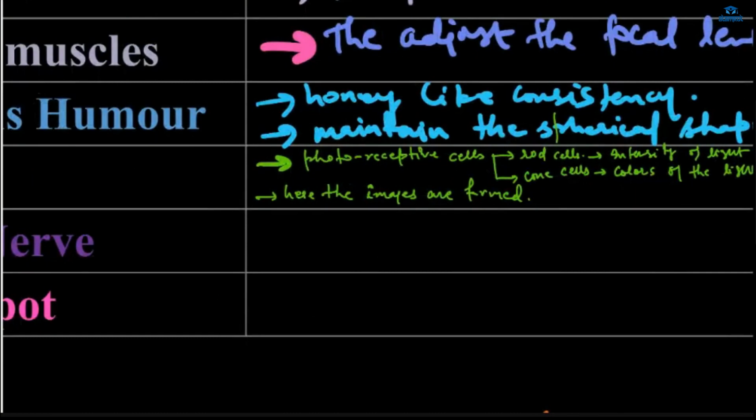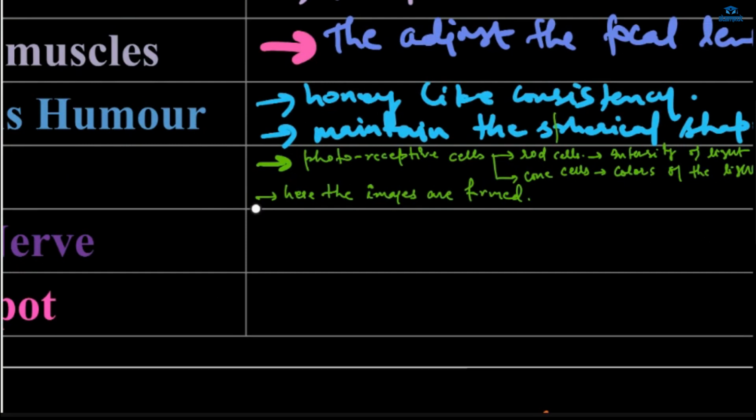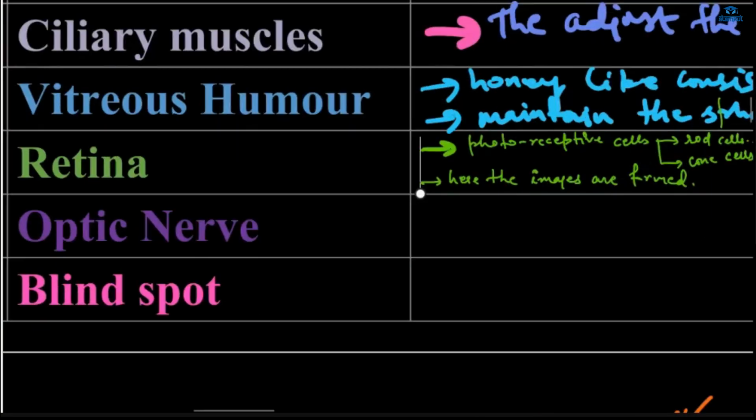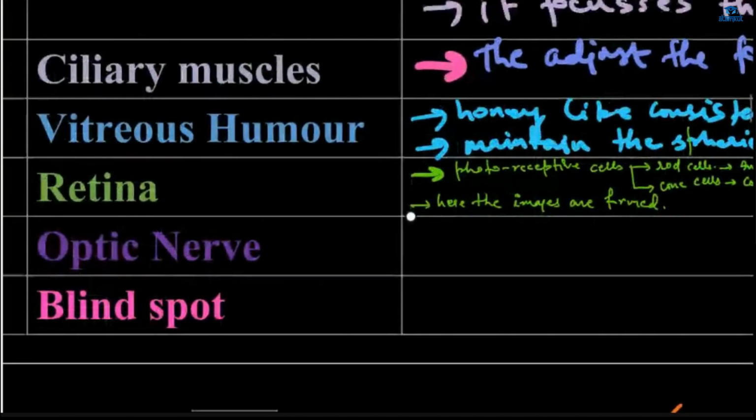From where it goes to the optic nerve, and then the optic nerve takes it to the brain to interpret it, and then the brain tells us what the thing is. Then we say yes, this is the phone, and this is the laptop, and this is the thing that we are seeing right now in front of us. Okay. So, optic nerve.